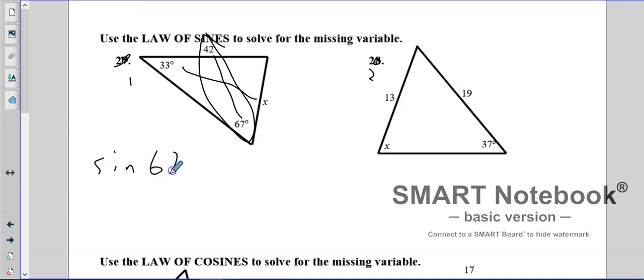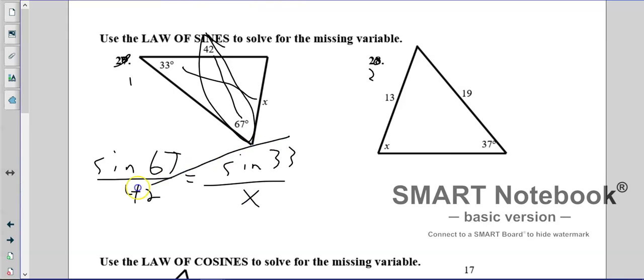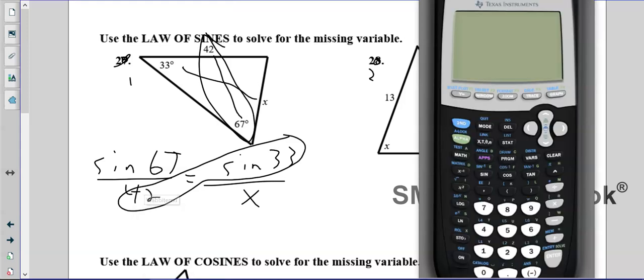Sine of 67 over 42 equals sine of 33 over x. Okay, this is the easier one. No inverse sine because you were just solving for x. So you just type these two multiplied and divide by sine of 67.